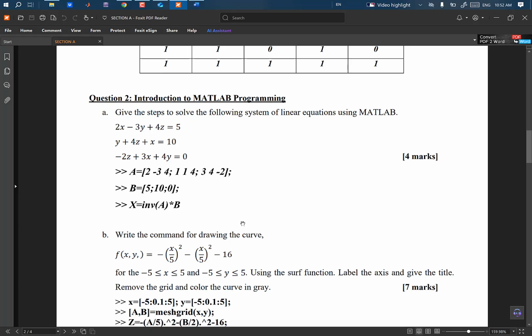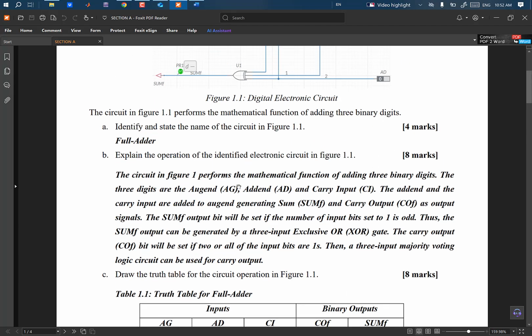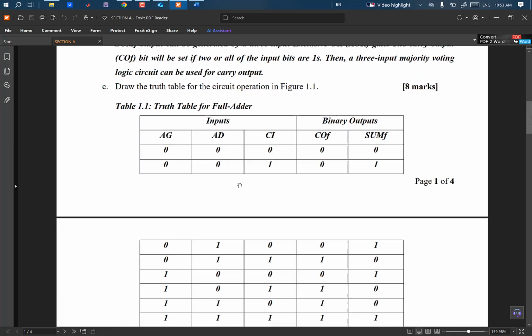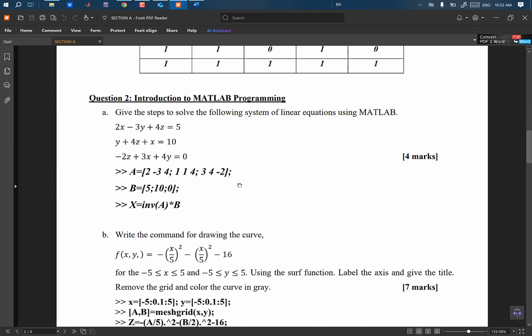Now when you come to question 2, you would see that it was based on MATLAB. And it says, give the steps to solve the following linear equation using MATLAB. Now, when you take this equation here, basically what it means is that each and every one of the equations has some coefficients. So first of all, you declare all those coefficients into a vector. And then you create 2 variables, A and B. And then basically you find the inverse of A times B.